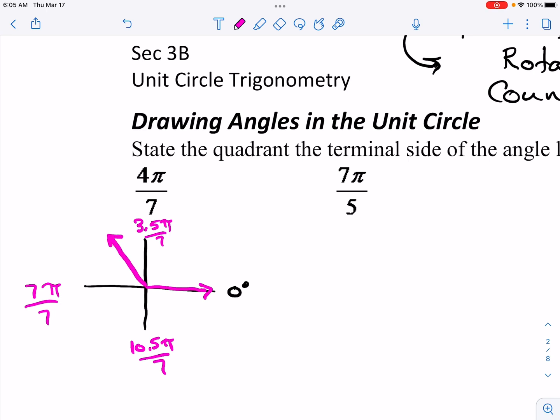So our terminal side would be in quadrant 2. So a rotation of positive 4 pi sevenths would be a counterclockwise rotation into quadrant 2, just a little more than a quarter way around the circle.